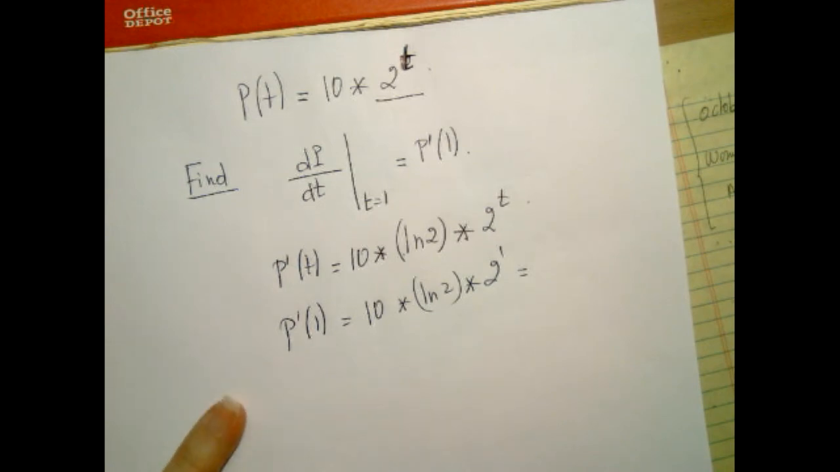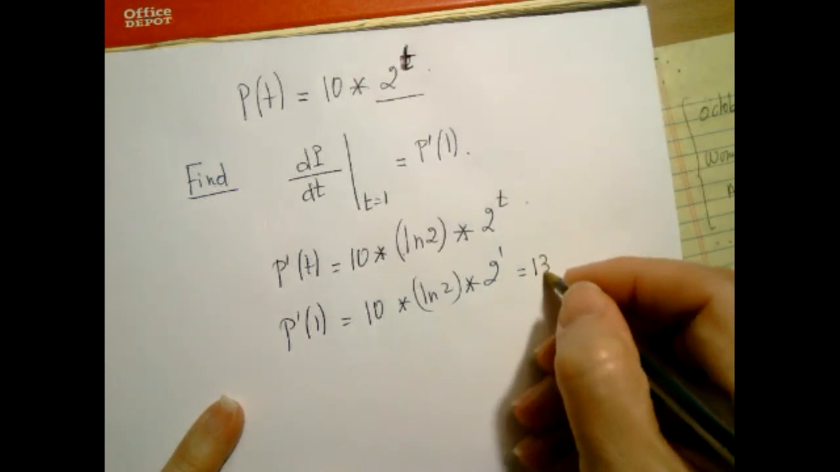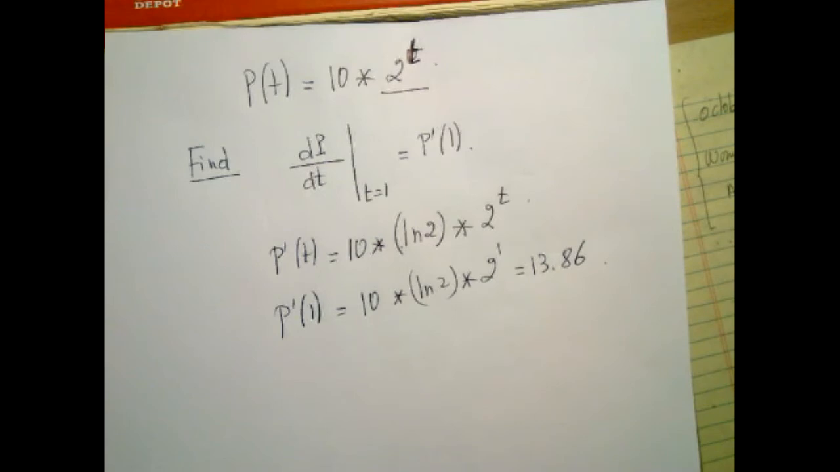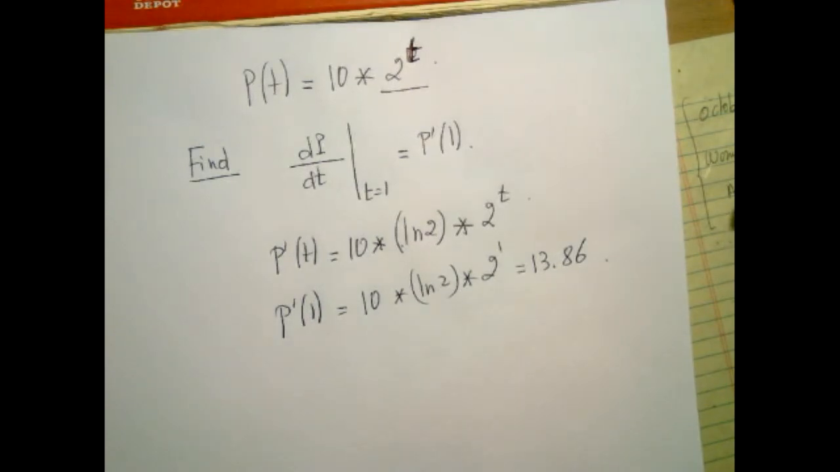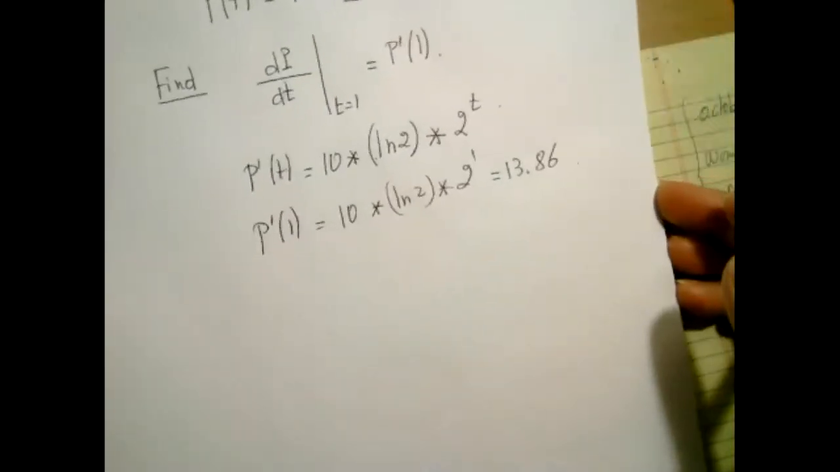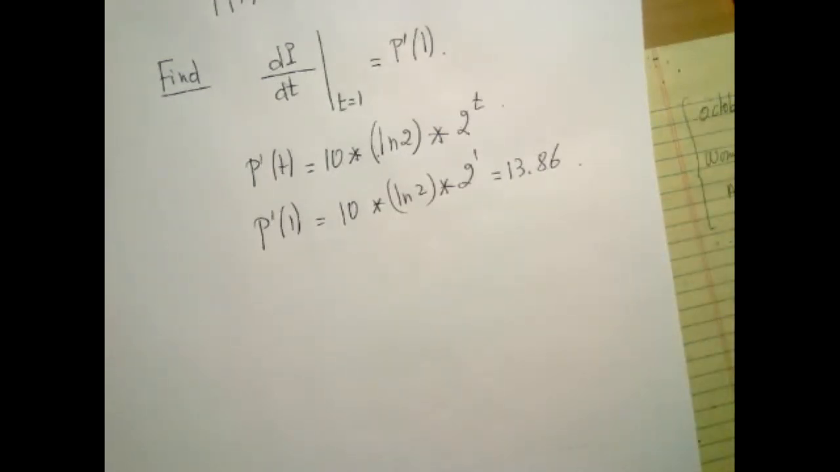My calculator gave me 10 times ln of 2 times 2, which is 13.86. Now we're going to try to interpret this number. What does this number actually mean to us? What's the unit of this number, and what's really going on?